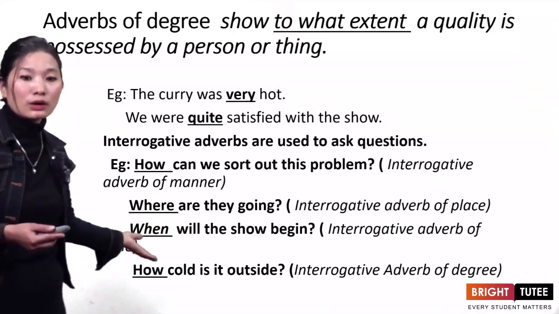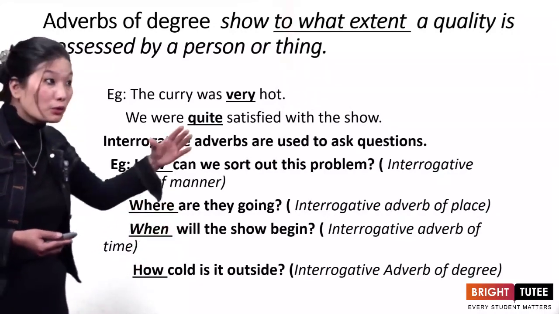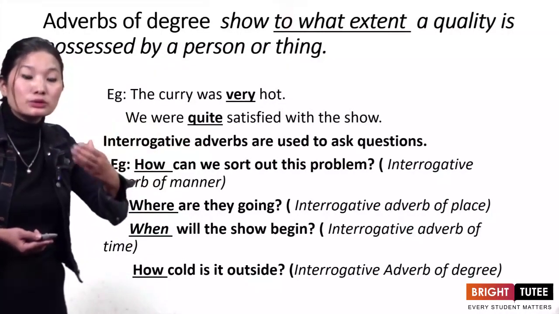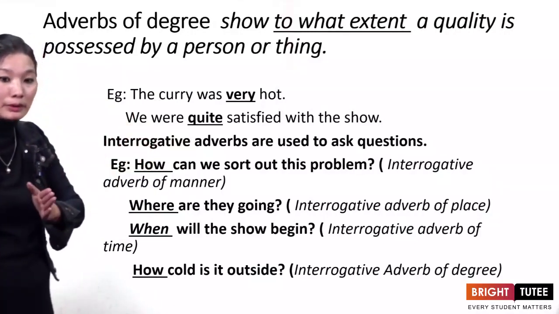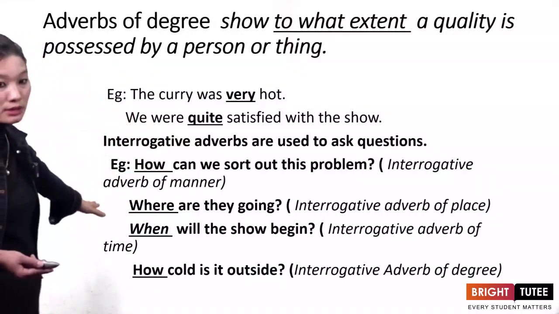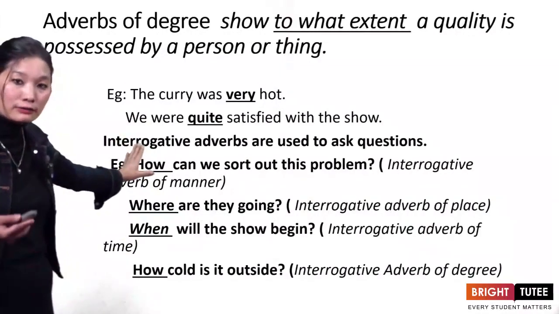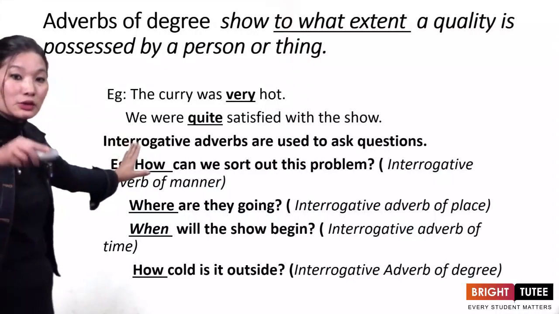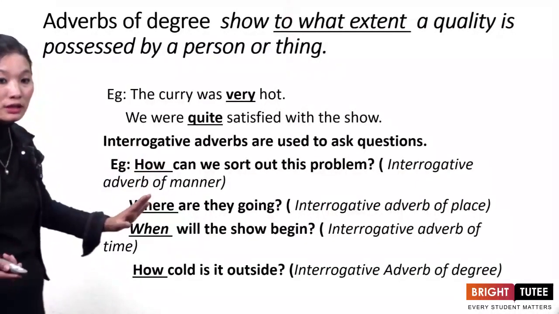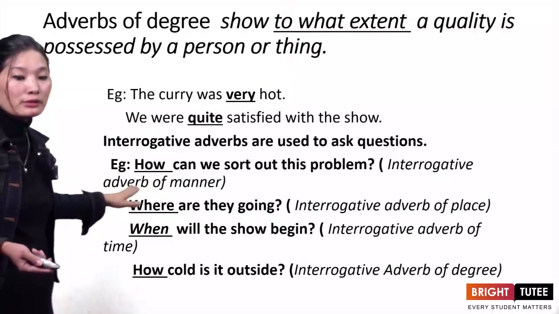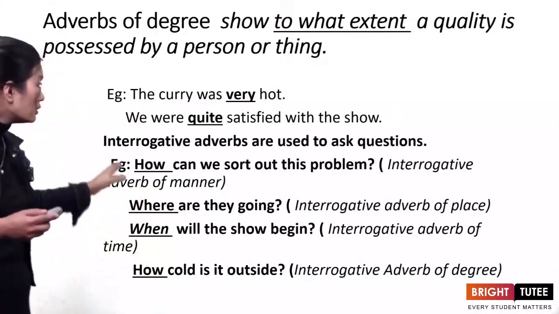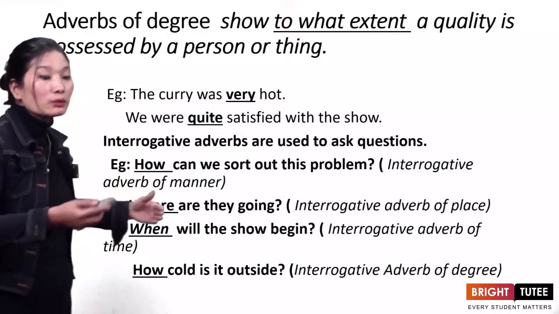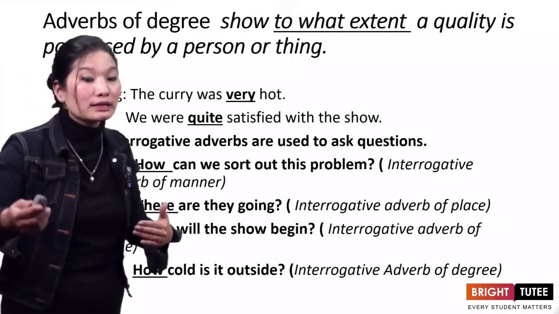How cold is it outside? Interrogative adverb of degree. How cold? Very cold, or it's not that cold. That means the degree. To what extent is the cold, the temperature? So these are the questions that you can use for interrogative adverbs. The word interrogative itself gives you the idea it's going to be about questions, and these are the words where, when, and how. Here there are two hows, but you can know that one is about the manner and one is about the extent, the degree, to what extent it is.